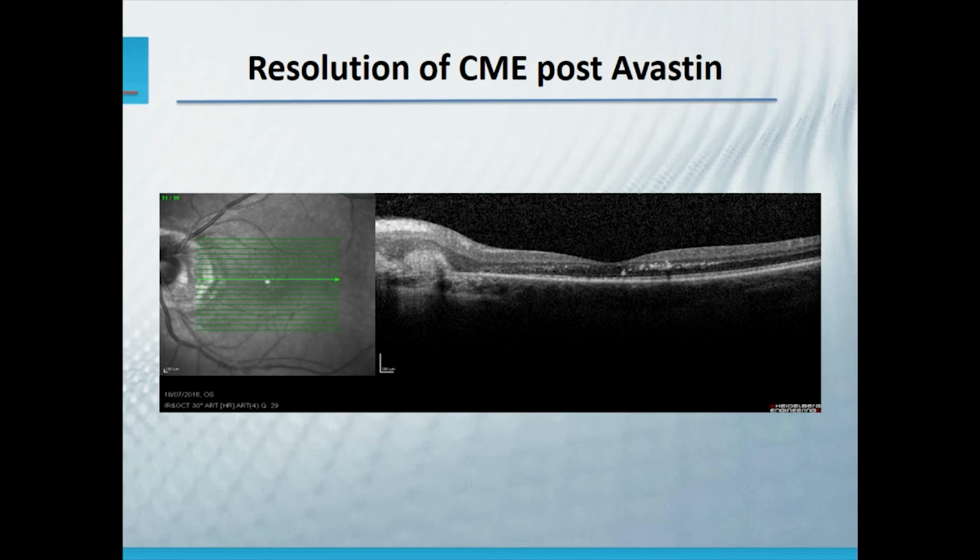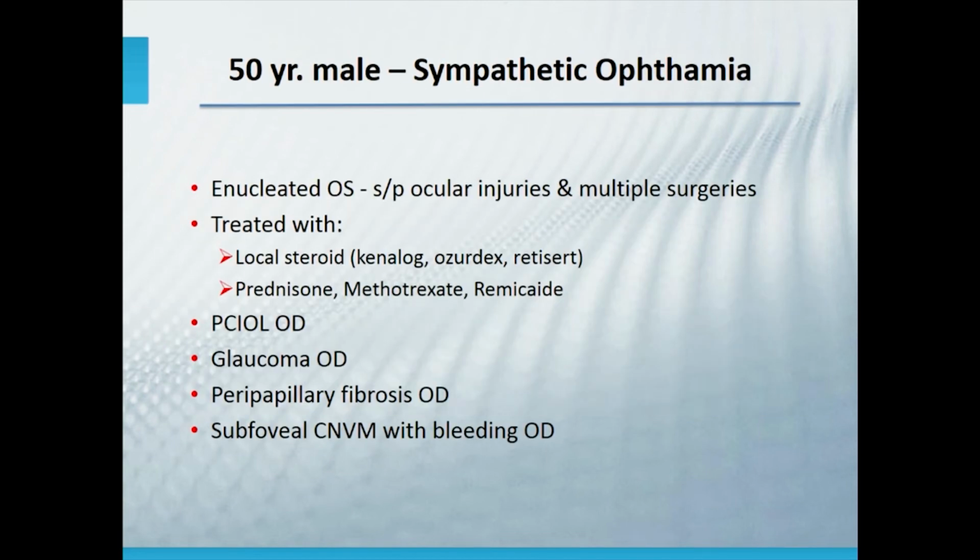The next, third case is a very complicated case of sympathetic ophthalmia. The patient had multiple retinal surgeries for a retinal detachment in the setting of trauma, and developed sympathetic ophthalmia in his sympathizing right eye. And we treated him with local steroids, including Kenalog and Ozurdex. We implanted a Retisert. He was treated systemically with prednisone and methotrexate and Remicade infusions.